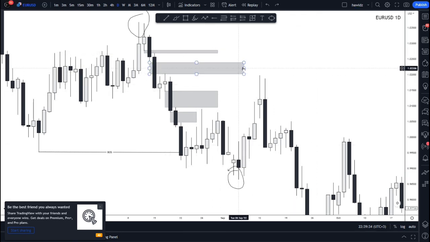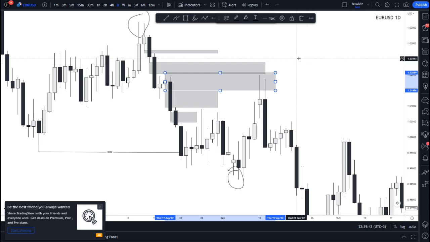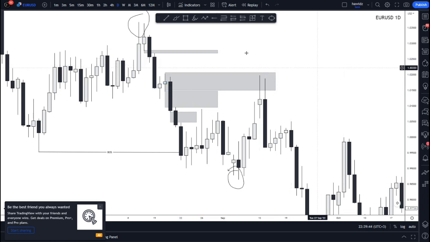Now from there, as you can see, we have a lot of imbalances in here, along with the supply zone here. A very good technique of using imbalances is applying them together with S&D zones, but that's going to be discussed in another video and not this one. So we're just going to be conceptualizing on the concept of imbalances and mitigation.